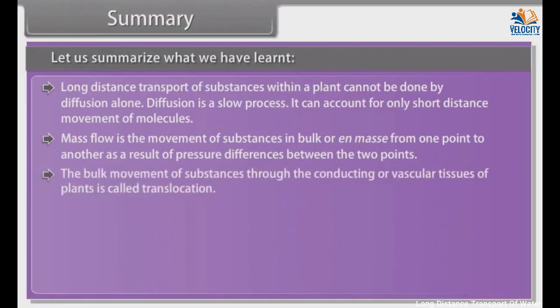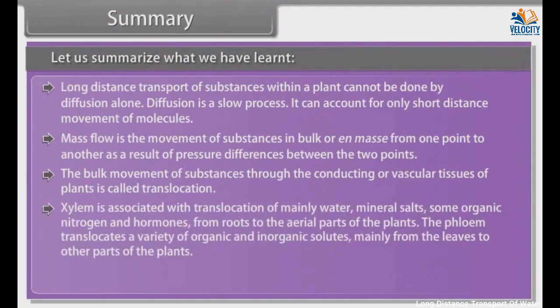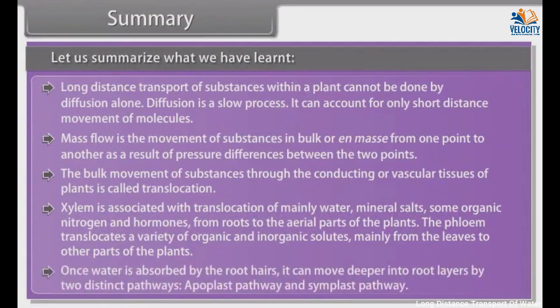The bulk movement of substances through the conducting or vascular tissues of plants is called translocation. Xylem is associated with translocation of mainly water, mineral salts, some organic nitrogen and hormones from roots to the aerial parts of the plants. The phloem translocates a variety of organic and inorganic solutes, mainly from the leaves to other parts of the plants. Once water is absorbed by the root hairs, it can move deeper into root layers by 2 distinct pathways, apoplast pathway and symplast pathway.